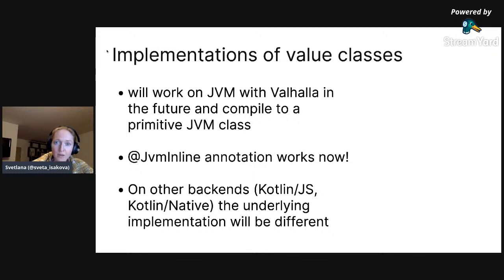But before that, we don't want to block our users from benefiting from this new functionality. Inline classes do work now, and they'll be stable in Kotlin 1.5. Note that JVM inline annotation and the whole primitive classes optimization story are JVM specific. On other backends, the underlying implementation is going to be different. For example, analogs of Swift structs for Kotlin Native.